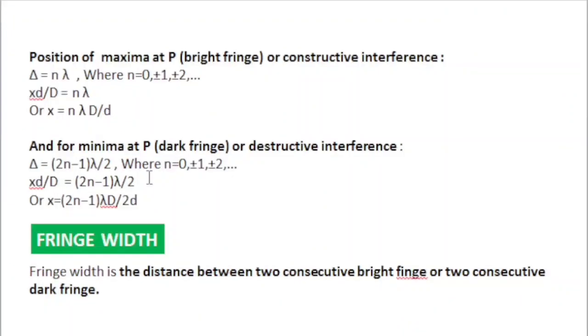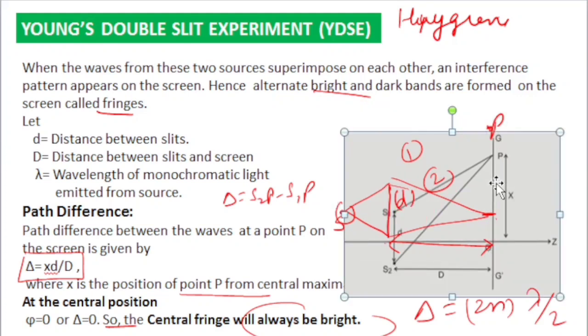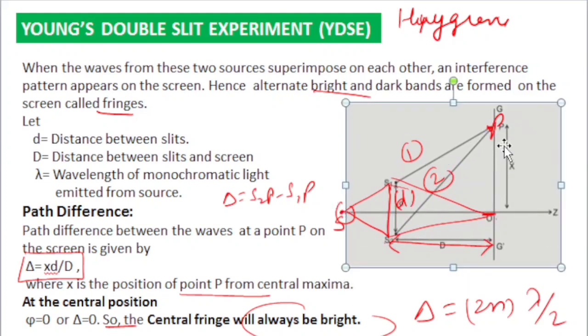So after central maxima, the position of maxima, or constructive interference: when constructive interference takes place at point P, there is maximum intensity. You have to calculate this position x from this figure. What is the value of x from the center of the screen when maxima is formed? And what is the distance x when minima is at point P?